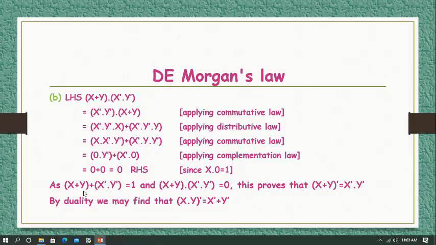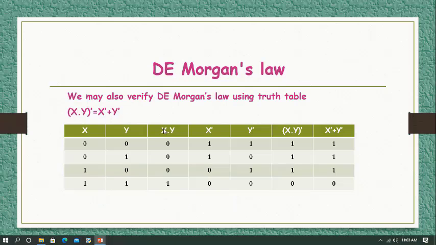So from part A we have found that x plus y, when logically added with x complement dot y complement, resulted in 1, and when logically multiplied with x complement dot y complement, it resulted in 0. So we can claim that x complement dot y complement is the complement of x plus y. Here we have verified x dot y complement equal to x complement plus y complement using a truth table, and we can find that the result of both the expressions is the same.